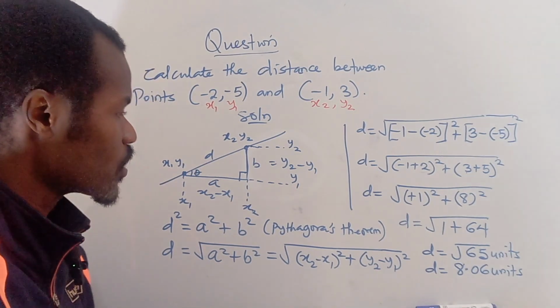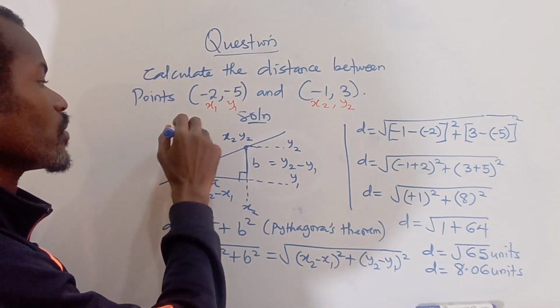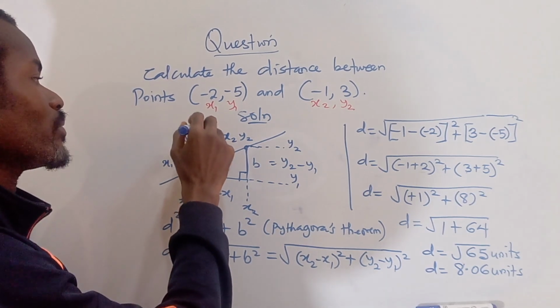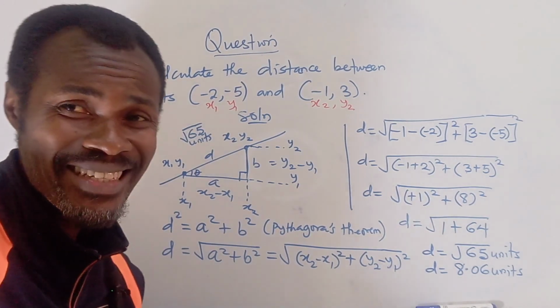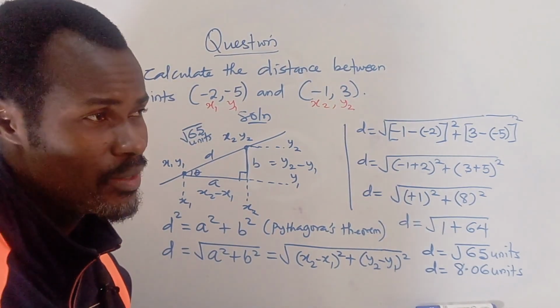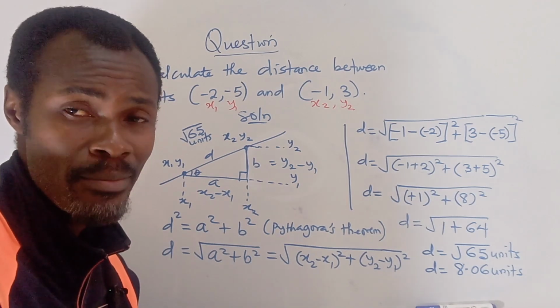So this distance is actually the square root of 65 units. Now your unit could be in centimeter, it could be in meter, or whatever measurement of length.